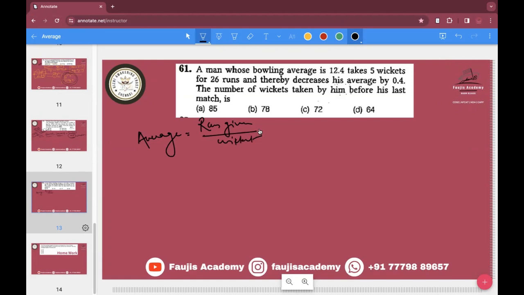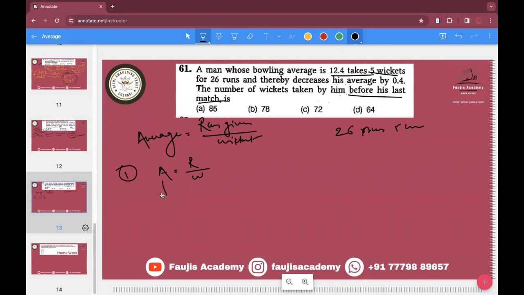So in the first scenario, before this match, he gives 26 runs and takes 5 wickets. Before this scenario, what was his average? The question says: a man whose bowling average is 12.4 takes 5 wickets for 26 runs and thereby decreases his average by 0.4. Find the number of wickets taken by him before his last match. So A is equal to R by W. Can we write that?